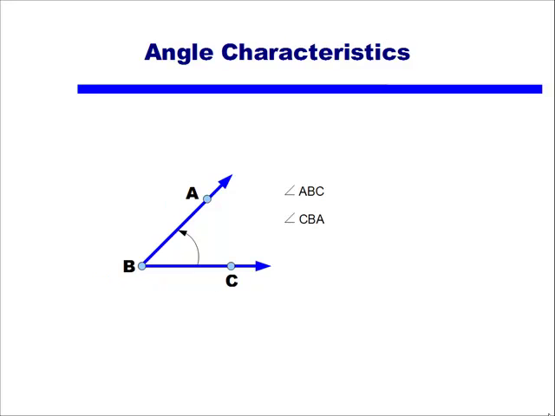If we label points on the two different rays, point A and point C, then we can designate this angle as such, angle ABC or angle CBA. Notice the vertex is always the middle of the letters.